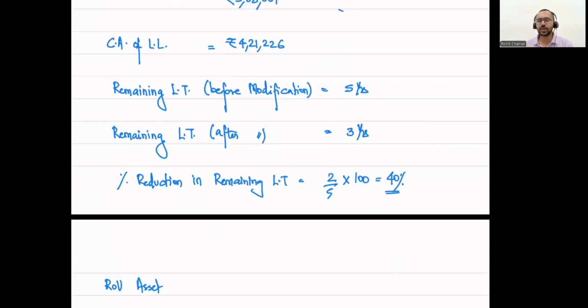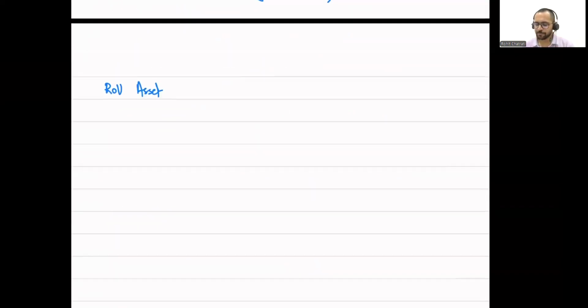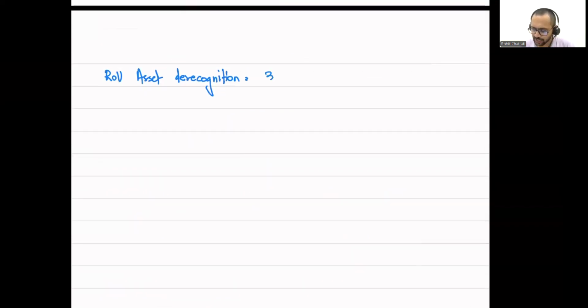Therefore, what we are going to do is reduce the carrying amount of the ROU asset also by 40 percent. We will derecognize our ROU asset by 40 percent. The ROU asset derecognition is going to be equal to 3,68,001 rupees multiplied by 40 percent, which is equal to 1,47,200.